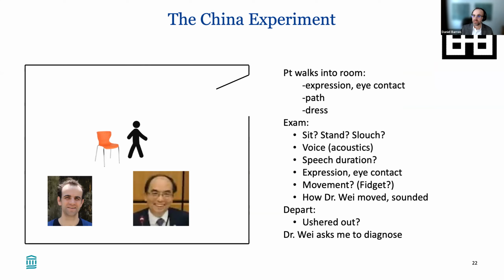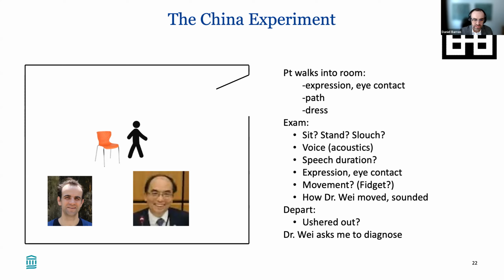So the patient walks into the room. What is their expression? Are they walking straight to the chair? How are they dressed? Are their clothes clean? Do they sit? Do they stand, slouch in the chair? What does their voice sound like? Is it high pitched? Are they taking breaths? Do they make eye contact with Dr. Wei? Are they looking at me the entire time, as the clearly foreigner sitting in the corner of the room?